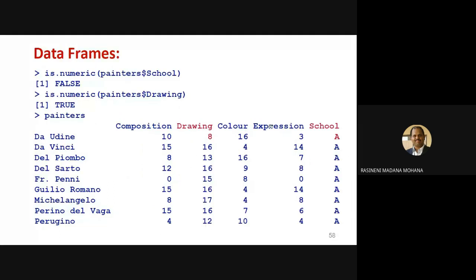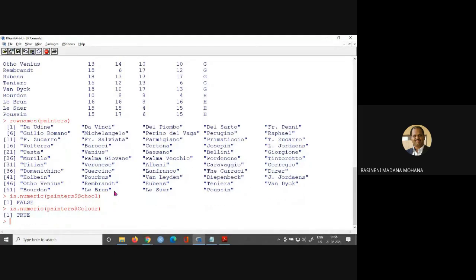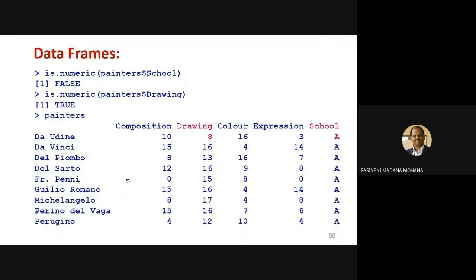Suppose you take Colour. Colour consists of numerical values, so it gives the result as true. So Colour, capital C, COLOUR. Now you can see this is true, which consists of numerical values. Like that, you can check what kind of data you are handling.